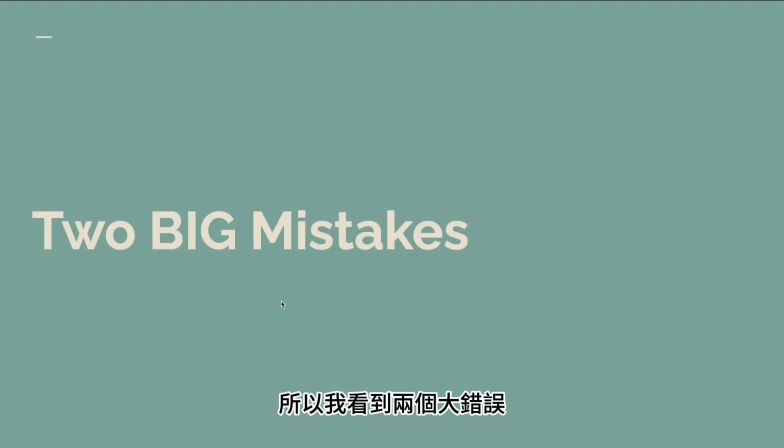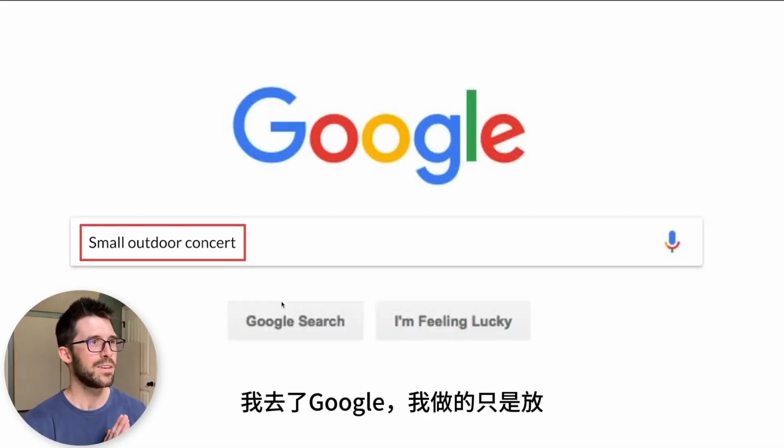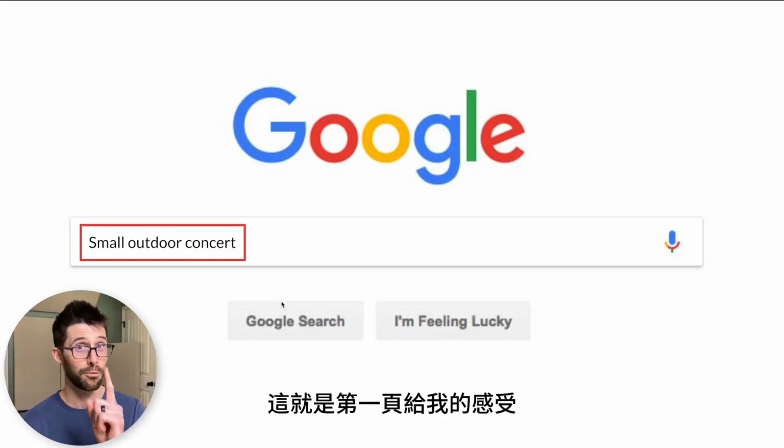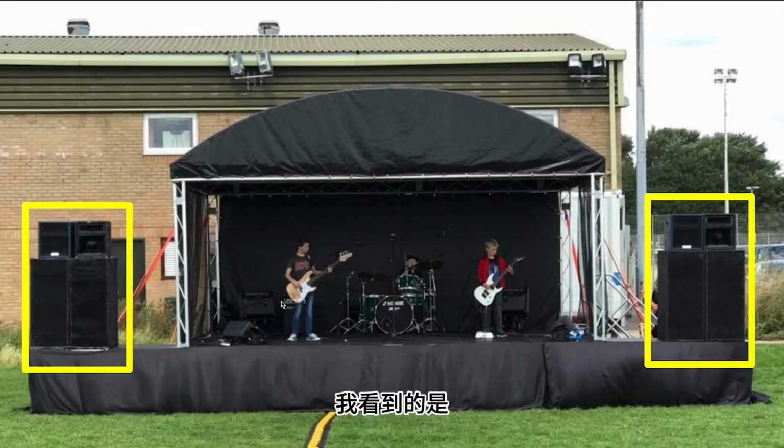So there are two big mistakes I see over and over again in the field. When I address those, then we'll move on to the specific calculations you can use to make sure you've got the right speaker for your show. So, using the stage as your guide, not your audience. I went into Google and all I did was search small outdoor concert and just looked at what the first page brought me. I clicked on the images tab and this is what I saw.